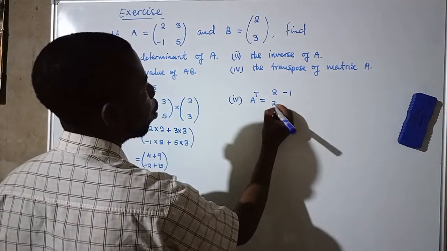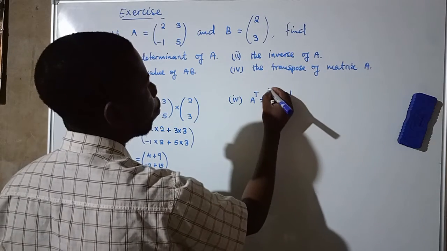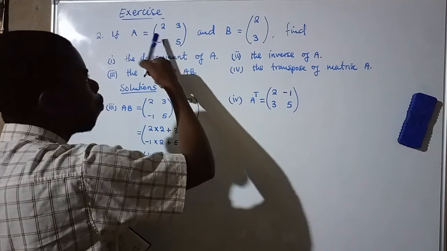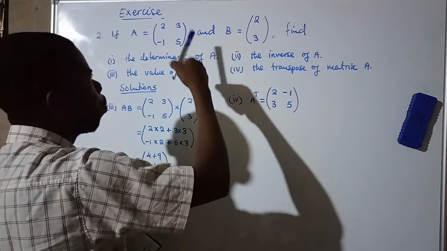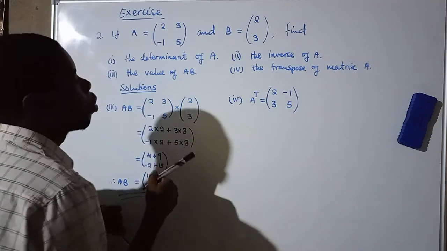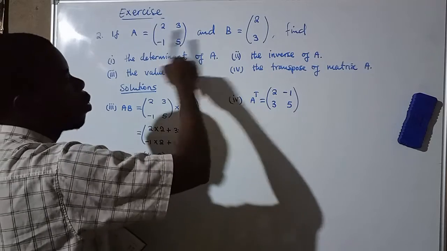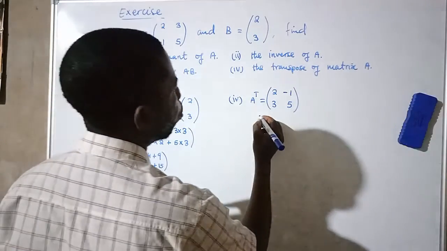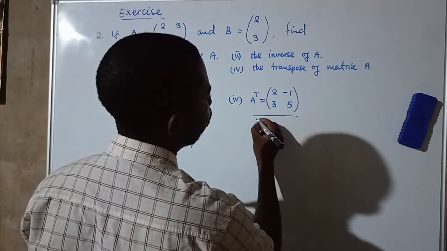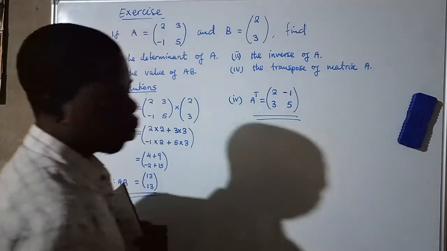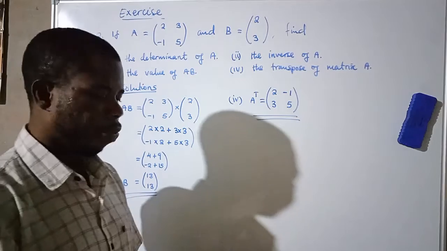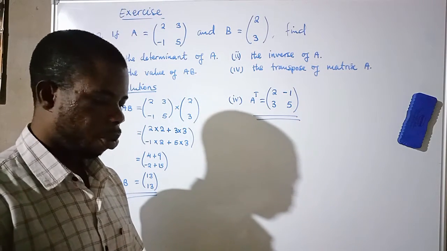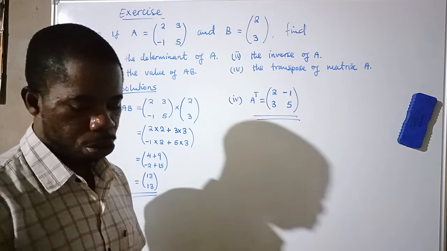So 3, 5, like that. So the columns have become the rows, and the rows have become the columns. This one was like this, now it is like that. So that is the answer here. Okay, let me see if I have another question to give you. No. So this is all.